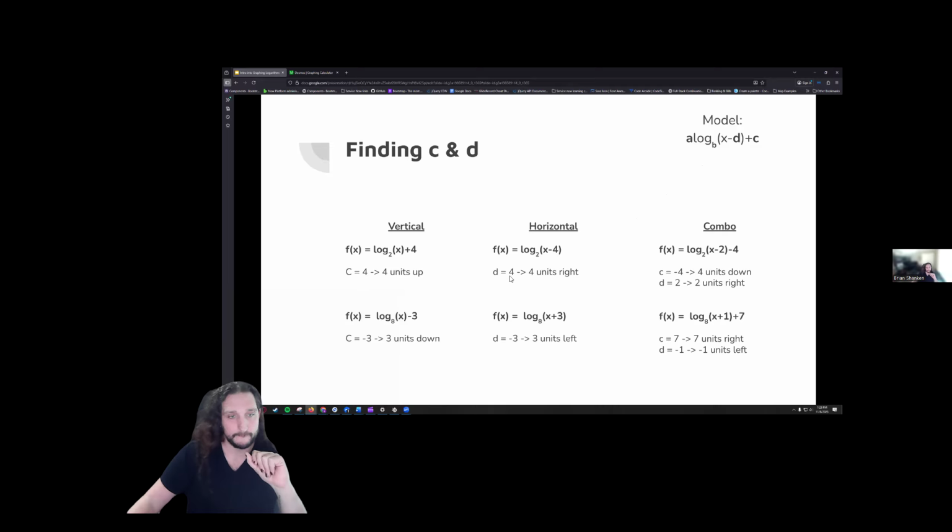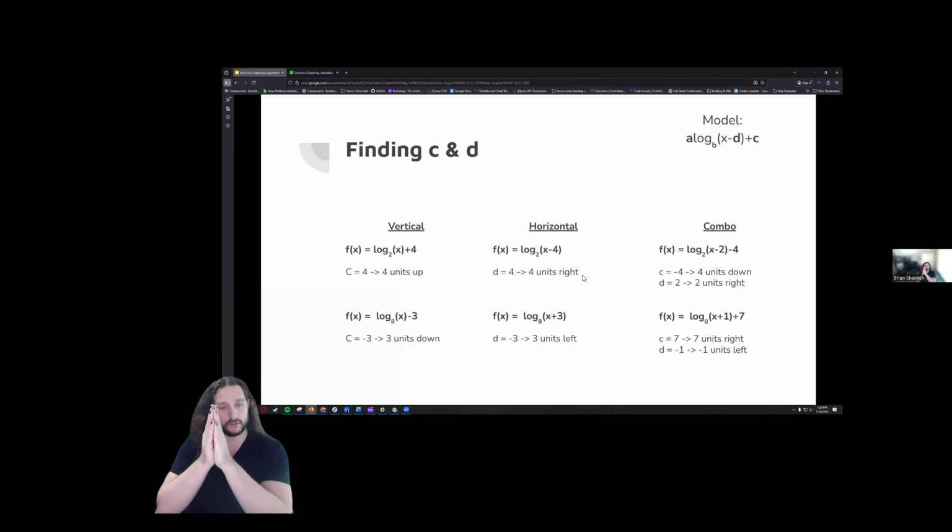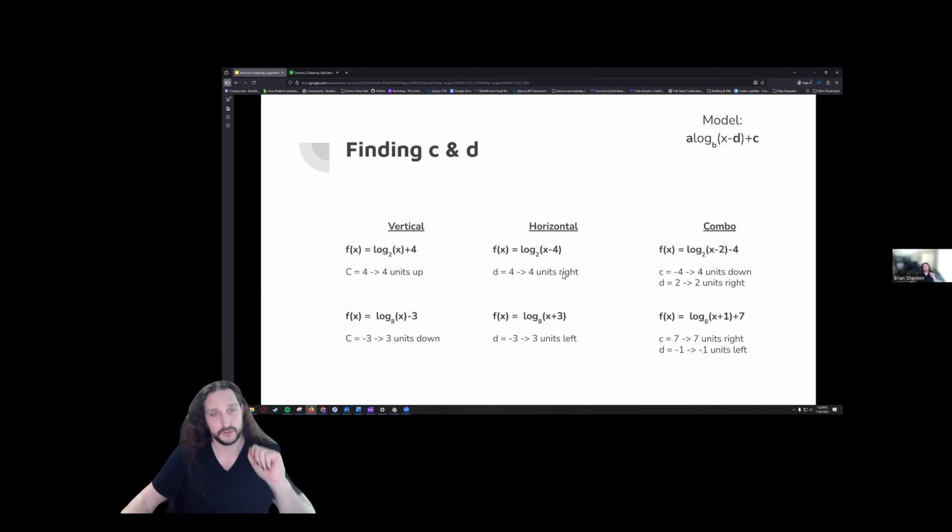And again, we got that 4 units to the right because remember our positive horizontal shifts move to the right, our negatives move to the left. All right. Now let's look at our next example. We got f of x equals the log of x plus 3 base 8.